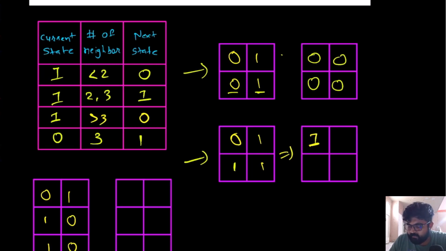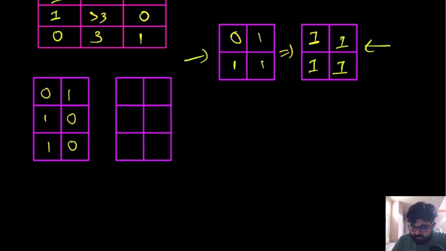Now this one has 2 live neighbors, not 3 live neighbors. We are not considering this portion. We are only considering the original pattern. So currently this one has 2 live neighbors. If there are 2 live neighbors, it will remain 1. So this will remain 1. Same goes with this one. This has 2 live neighbors. So this will also remain 1. And same goes with the last cell, that the last cell also has 2 live neighbors. So this is also going to remain 1. And this is going to be the next state.